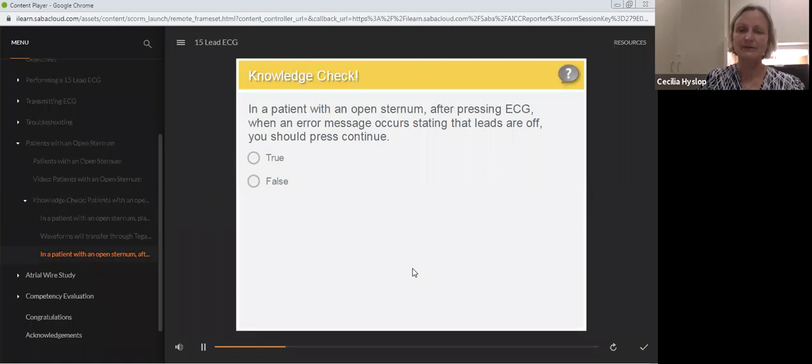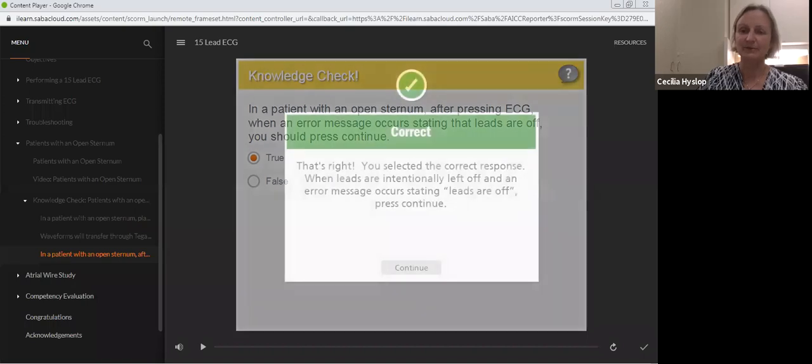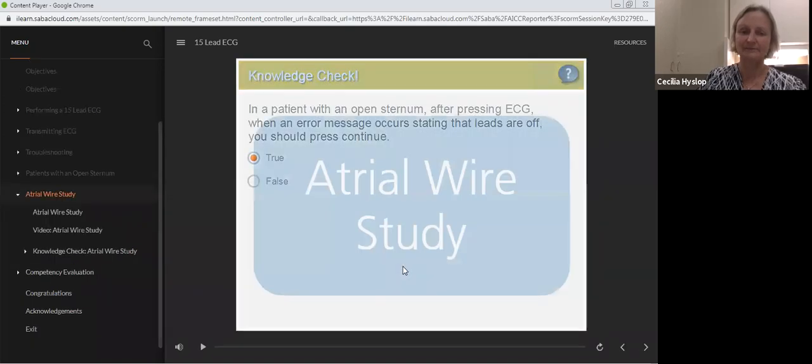In a patient with an open sternum, after pressing ECG, when an error message occurs stating that the leads are off, you should press continue. That's true. You're just acknowledging that you double checked and the leads are off.